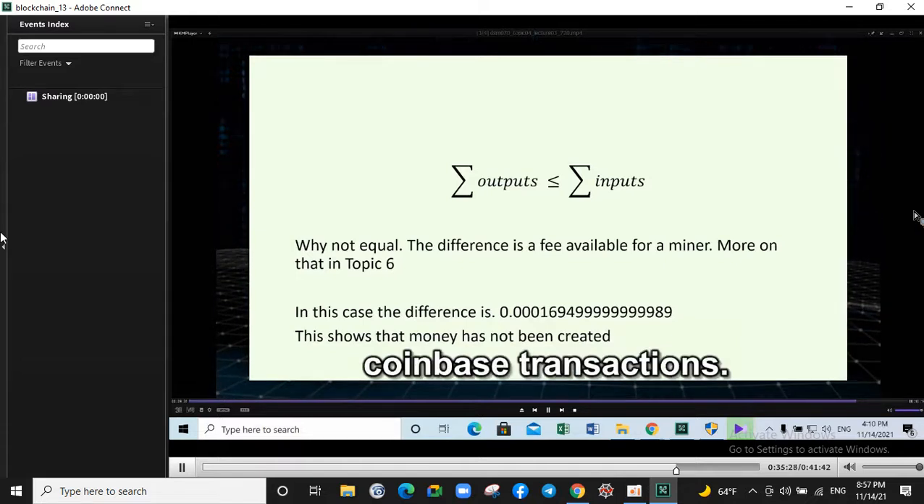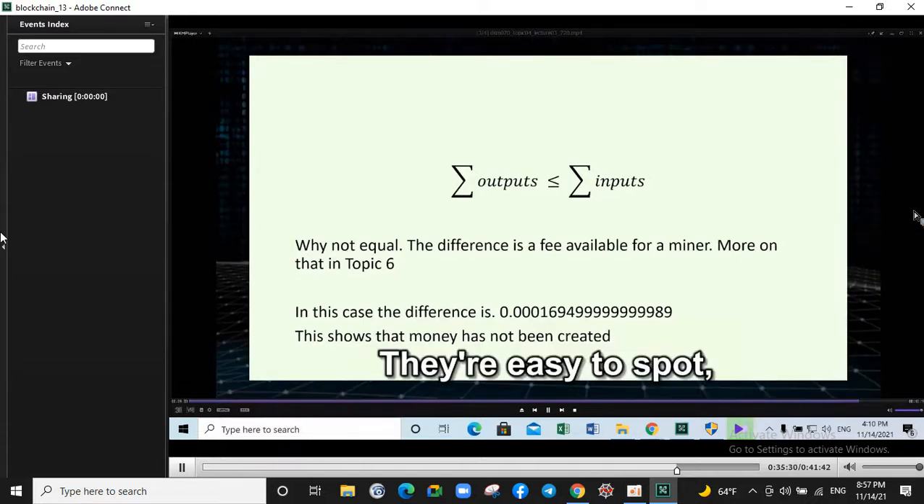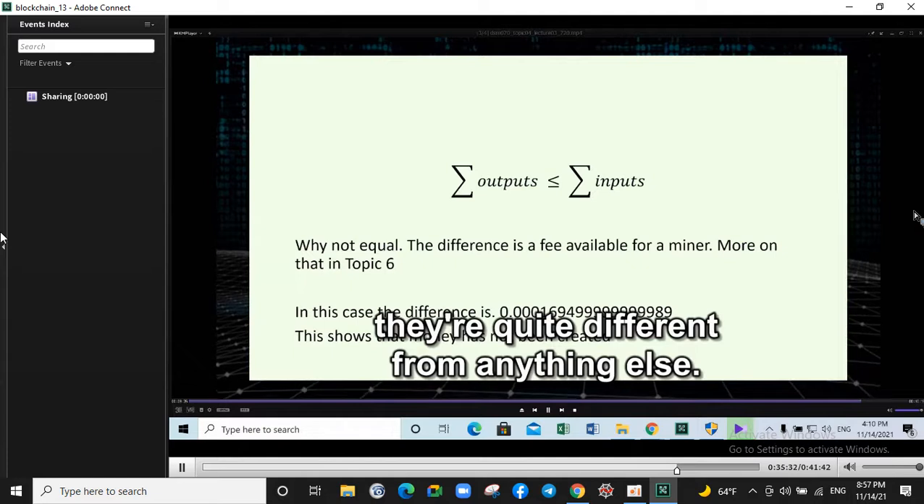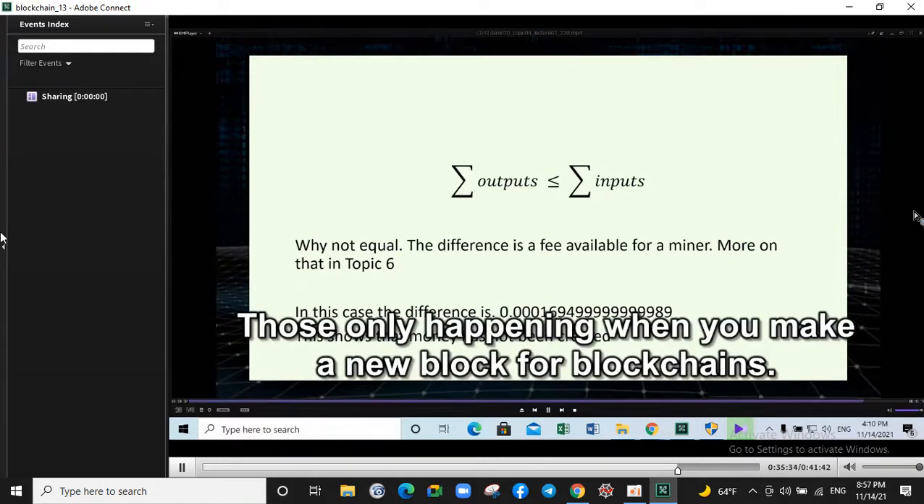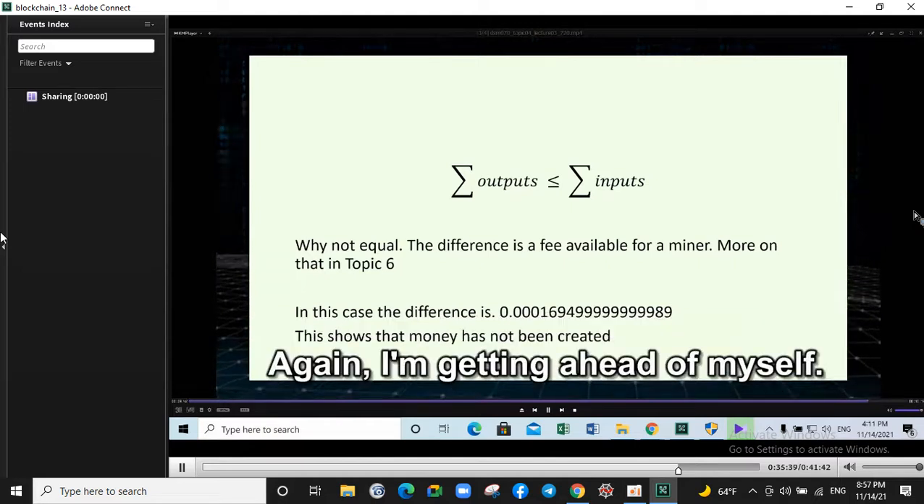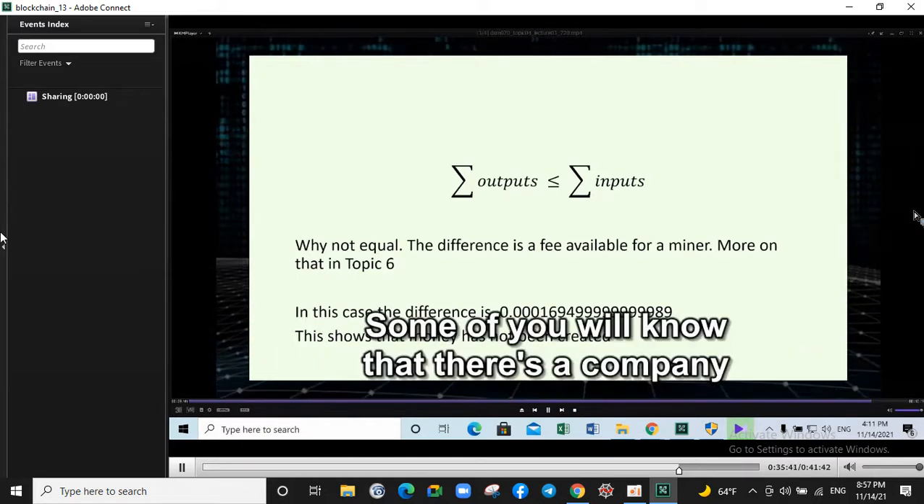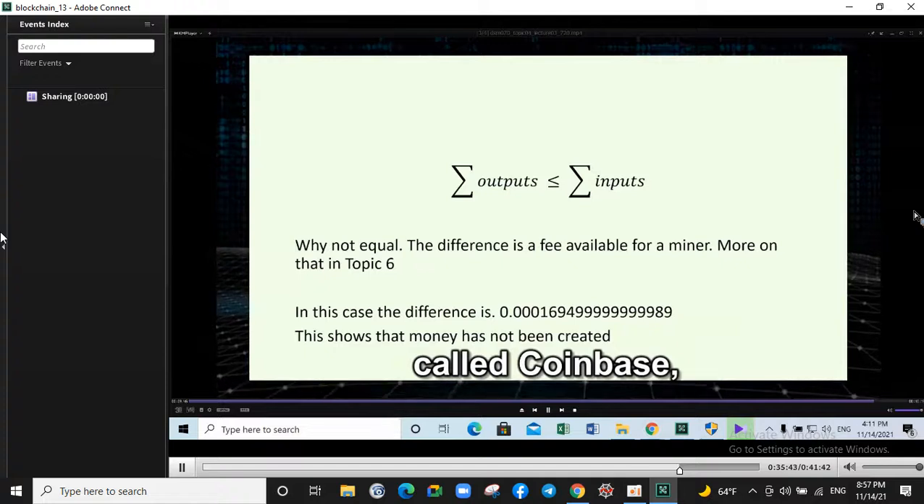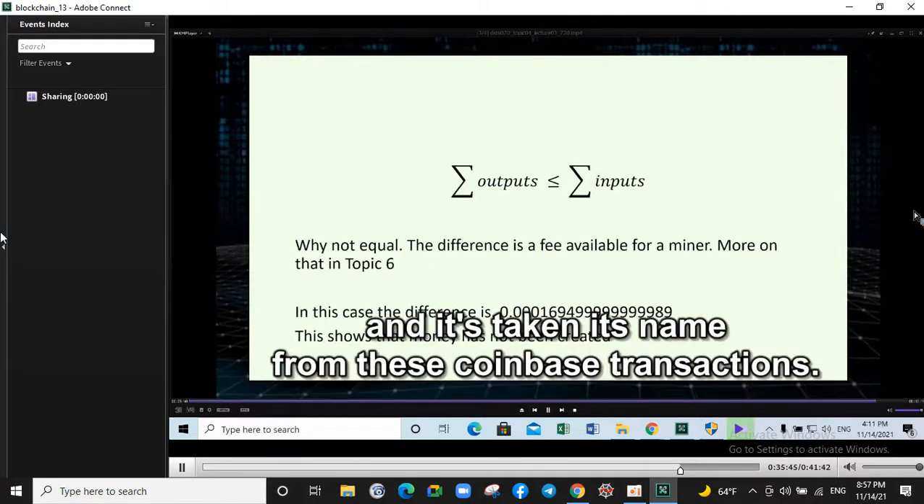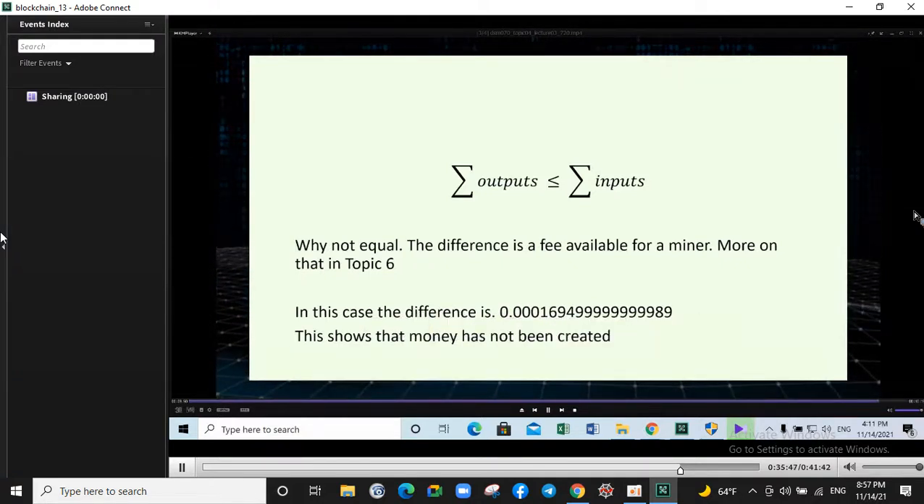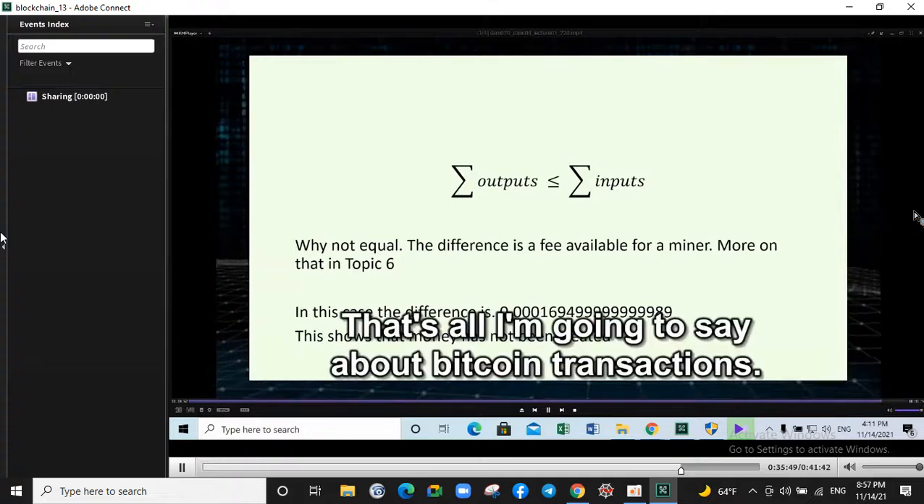Coinbase, coin-based transactions. And they're easy to spot. They look quite different from anything else. And those only happen when you make a new block for the blockchain. So again, I'm getting ahead of myself. Some of you will know that there's a company called Coinbase, and it's taken its name from these coinbase transactions. Okay, and that's all I'm going to say about Bitcoin transactions now.